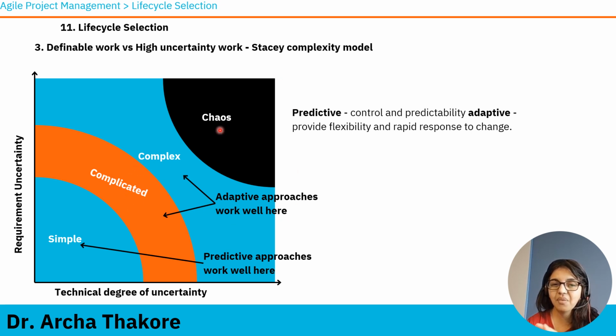The last zone is an area which is beyond control. So first we need to minimize the uncertainties and then think about what project life cycle is good. So this doesn't come under the purview of deciding which approach is good. We talk about these three. Again, a summary: predictive gives control and predictability. Adaptive provides flexibility and rapid response to change.